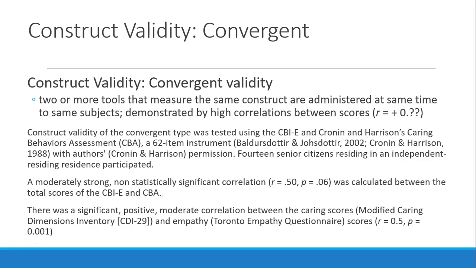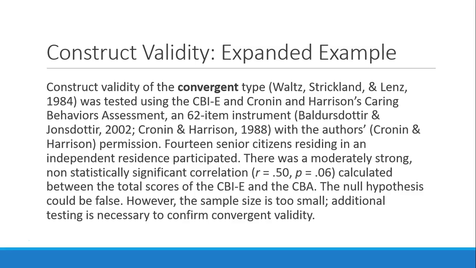Another example, in relation to the modified Caring Dimensions Inventory and the empathy inventory, the Toronto Empathy Questionnaire, also showed a moderately strong correlation, and this is another example of convergent validity. An expanded example is seen in the testing out of the CBIE and the CBA. So this was what was reported in the actual study, but pointing out also that the sample size was too small.